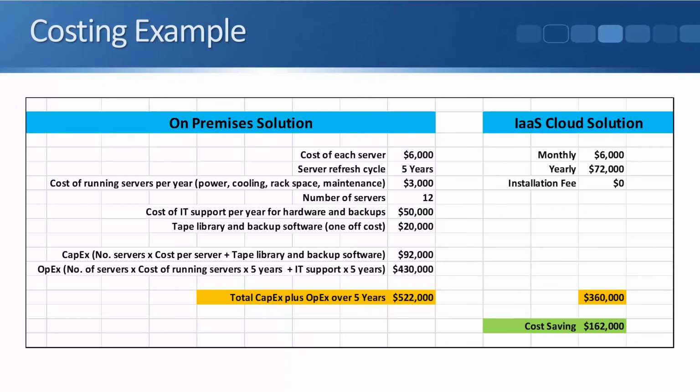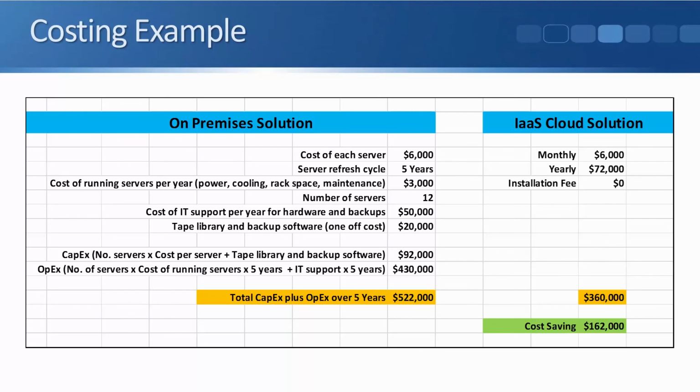So if we add these together, the CapEx cost, which is the number of servers, times the cost per server, plus the tape library and backup software, comes to $92,000. The OpEx cost, which is the number of servers, times the cost of running the servers, times the refresh cycle, plus IT support, is $430,000. So if we add those both together, the total CapEx plus OpEx cost over 5 years, if we were going to use an on-premise solution, would be $522,000.